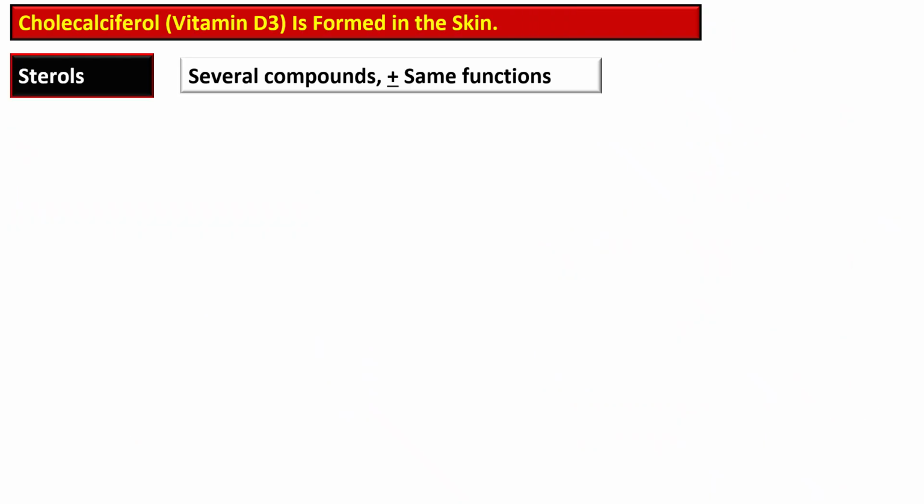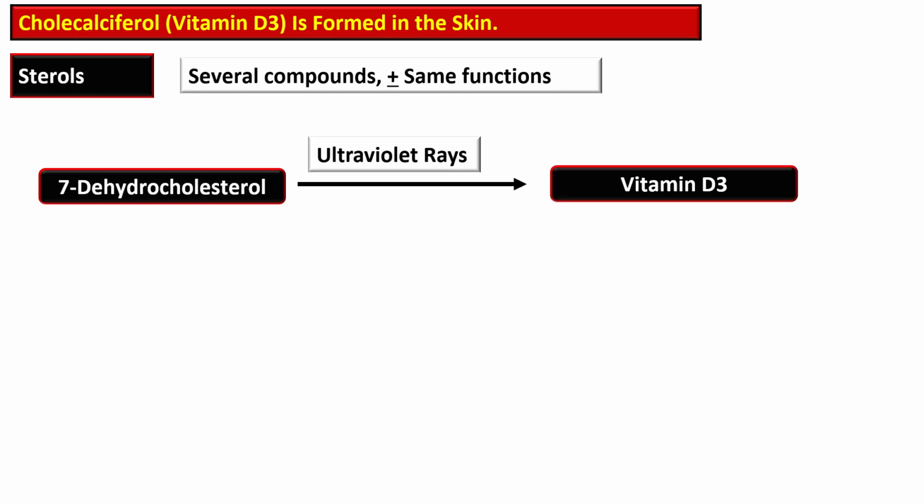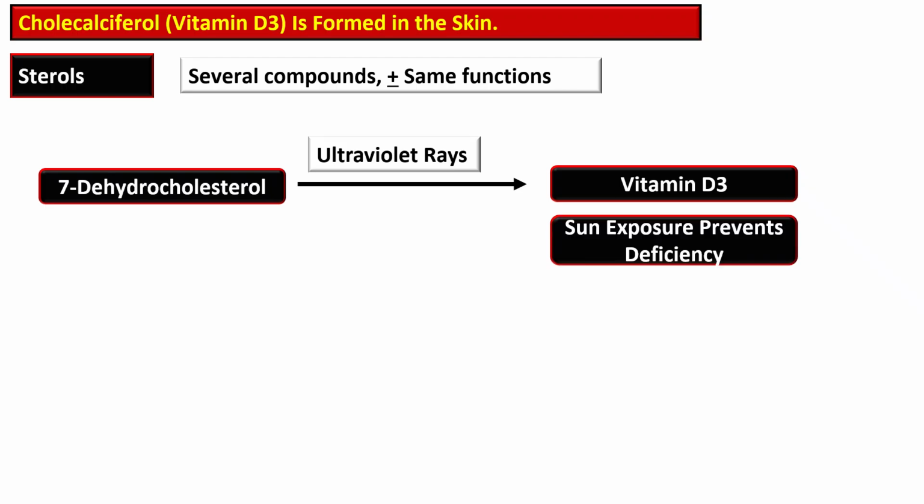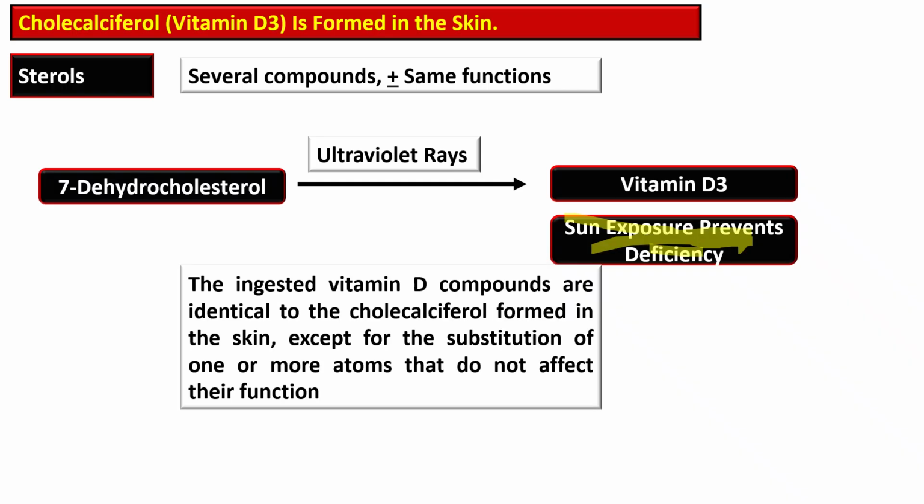So there are several sterol compounds, and they more or less have the same function. And 7-dehydrocholesterol, under the influence of the ultraviolet rays, is converted into vitamin D3, and sun exposure is important for this process. So sun exposure prevents the deficiency of this vitamin.